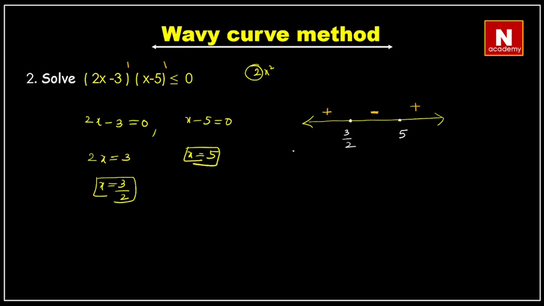Now we are going to draw the graph. So this is the graph. Here, less than or equal to 0 means the negative part is required. Where is it negative? The graph is below the x-axis between 3/2 and 5. This is the negative part. So the required region is x belongs to [3/2, 5]. It is a closed interval, because equality is given. This is the required region, the solution set of the given problem.